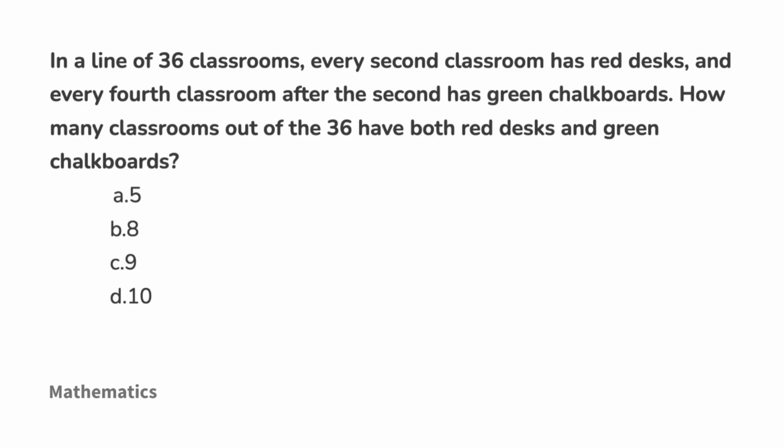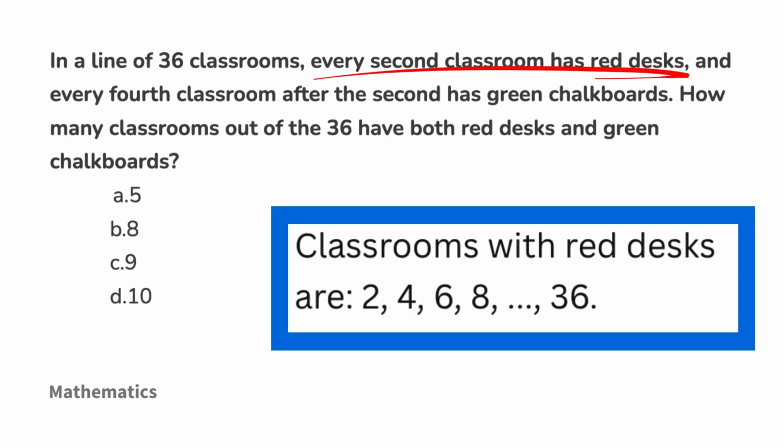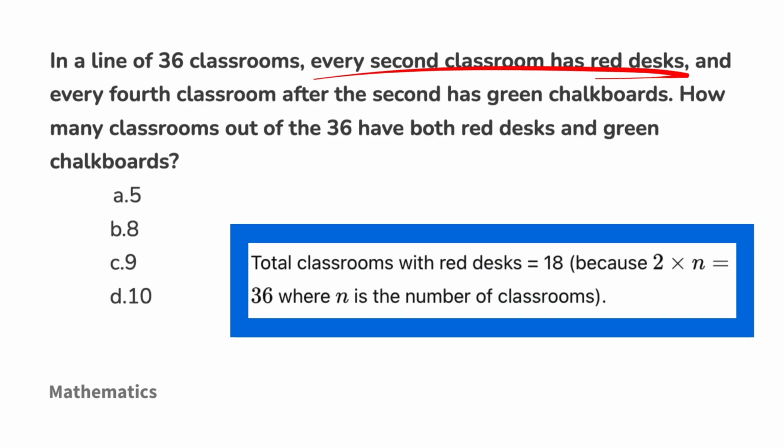All right, great. To determine how many classrooms have both red desks and green chalkboards, we can analyze the distribution of these features among the 36 classrooms. First, we'll want to identify the classrooms with red desks. Based on the information that was given, every second classroom has red desks. This means that the classrooms with red desks are classrooms 2, 4, 6, 8, and all the way to 36. Understanding this sequence, we can see the following. So we've got a total of 18 classrooms because 2 times the variable n equals 36, where n is the number of classrooms.